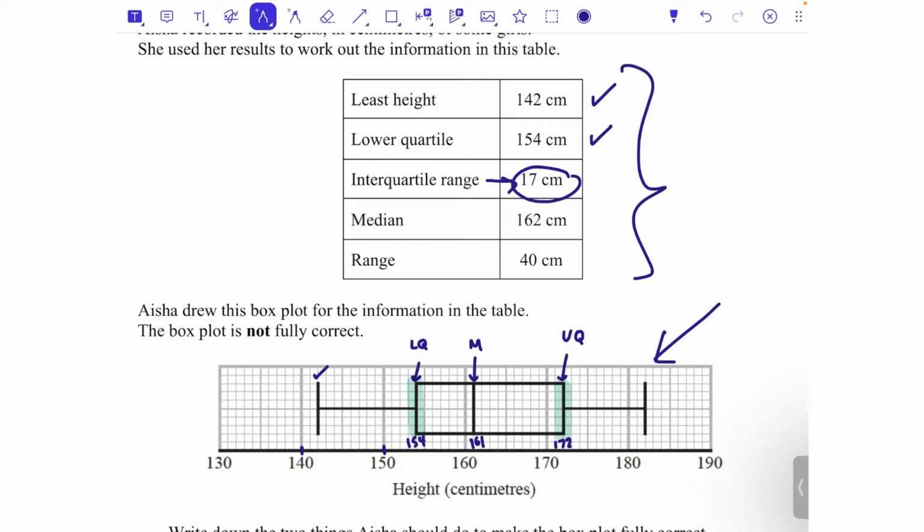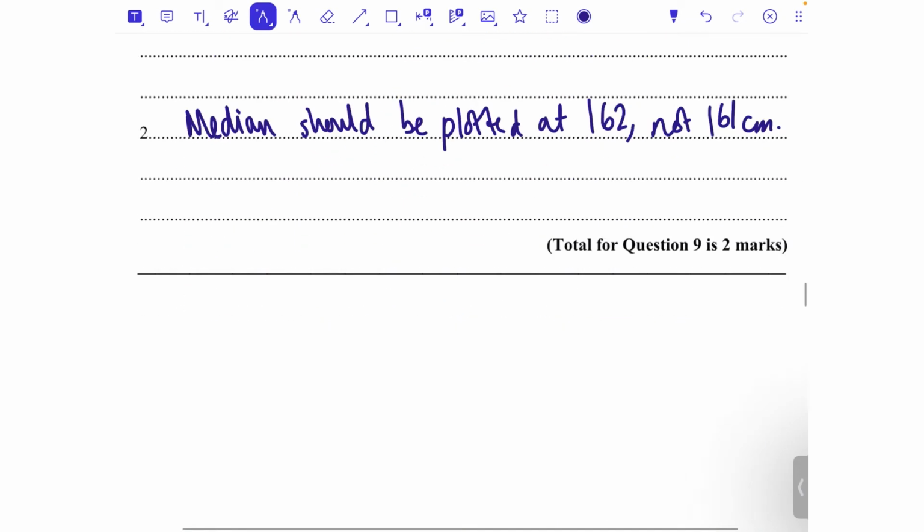Let's just check the last one just to be on the safe side. The range should be 40. Now the range is the difference between the highest value up here and the lowest value down here. And we can see that that is 182 and 142. So yeah, I'm happy that that one is correct. So your issue was with the interquartile range and the median.